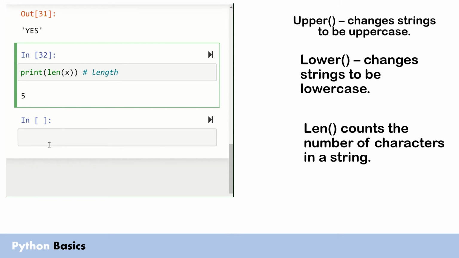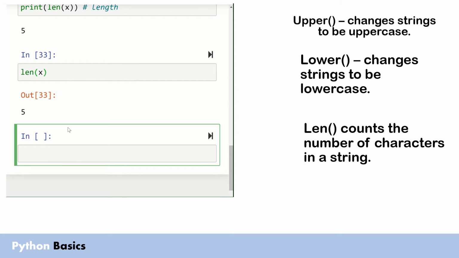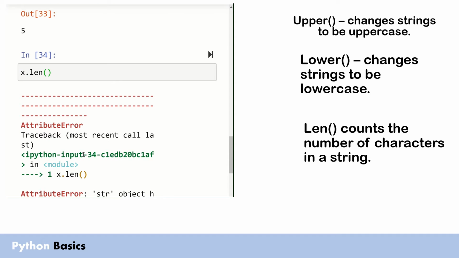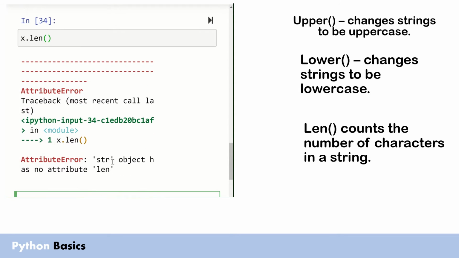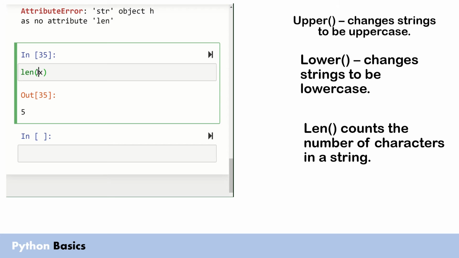Now you notice straight away that when I do len of x, it looks very different to what I did before. What I was doing before, I had x.upper, but I don't use len the same way. As you can see, if I try to do x.len, I get an error. It says no attribute len. Now you're probably thinking, what on earth does that mean? What it's saying is strings don't know how to do that. The len function can be used on strings, like so. So you put the name of the string inside it.